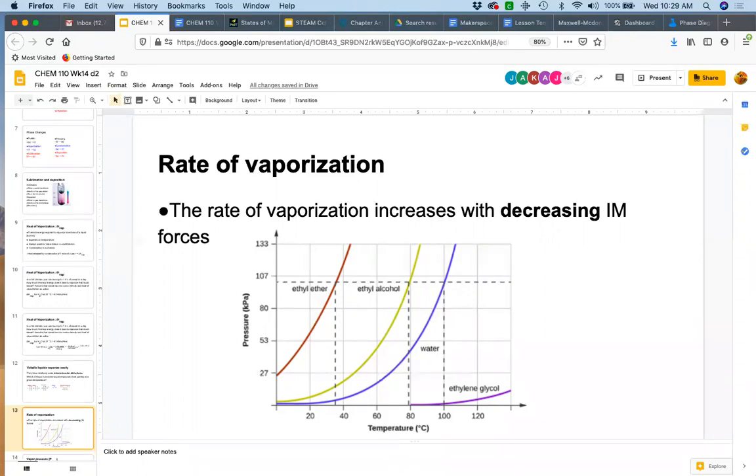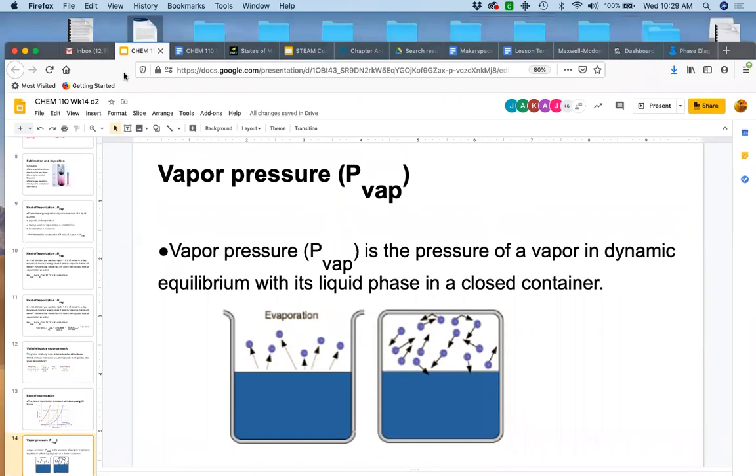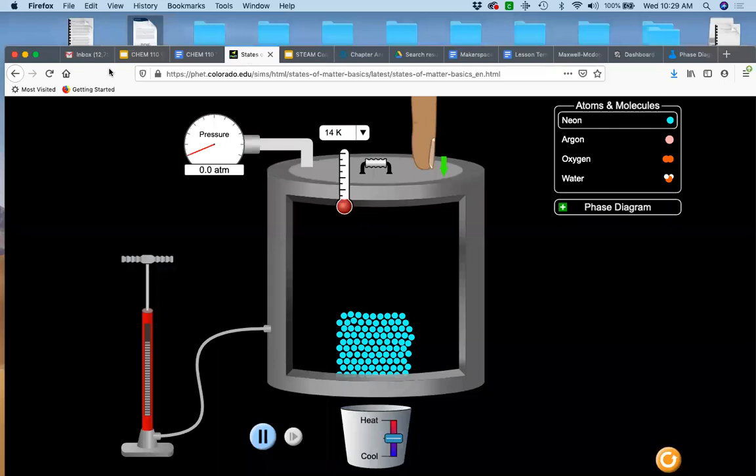Okay, so let's talk for a minute about vapor pressure. Vapor pressure is the pressure of a vapor or a gas in dynamic equilibrium with its liquid phase in a closed container. So what do we mean by closed container? Well, I want to show you a really cool PhET simulation.